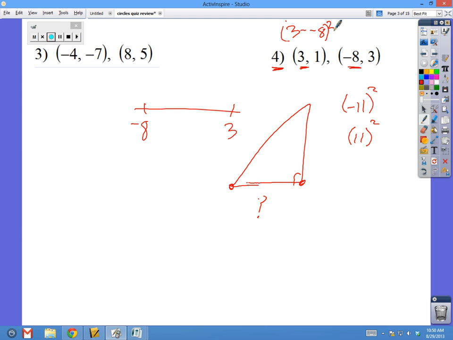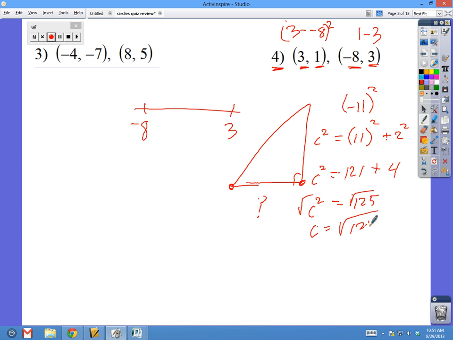Now you've got to do the same thing with your y's. On the number line, what's the distance between 1 and 3? So you go 1 minus 3. What's 1 minus 3? 2 or a -2. So it's going to be 11 squared plus 2 squared equals c squared. So you've got 121 plus 4 equals c squared. So you've got 125 equals c squared. Square root the left, square root the right. Now c equals the square root of 125.